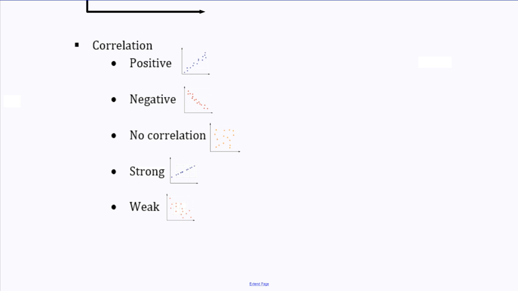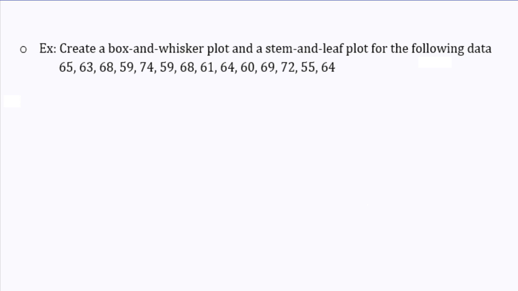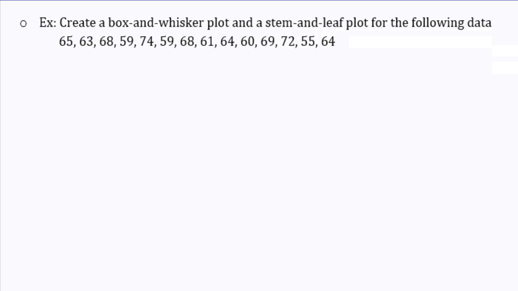All right, just about to the end here. Just some practice making some of these plots that we have. So I want to create a box and whisker plot and a stem and leaf plot. One of the things about both of these types of plots is that the first thing I want to do is put all of my data in order. So you might want to take a second, maybe pause the video and copy this down, or try it on your own, see if you can put it in order.